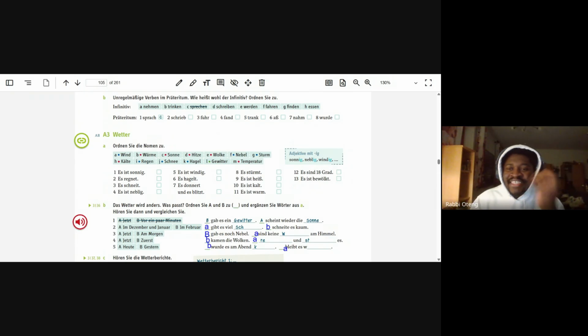When you say there is lightning in English, you say there is lightning. In German, you say it is lightening, as in a verb. It is actively lightening. Okay, then es blitzt. Klar. Warm, kalt, heiß.